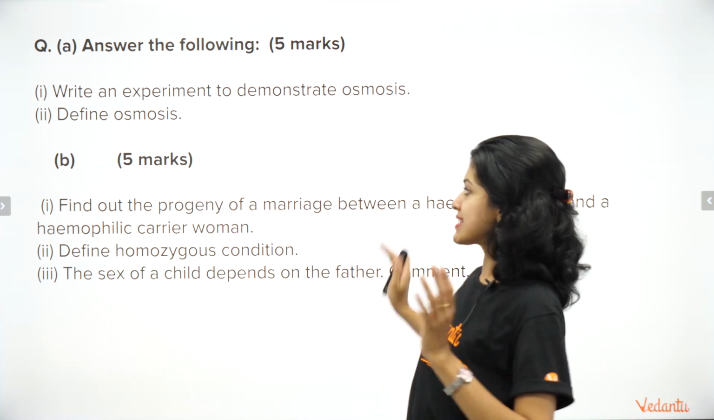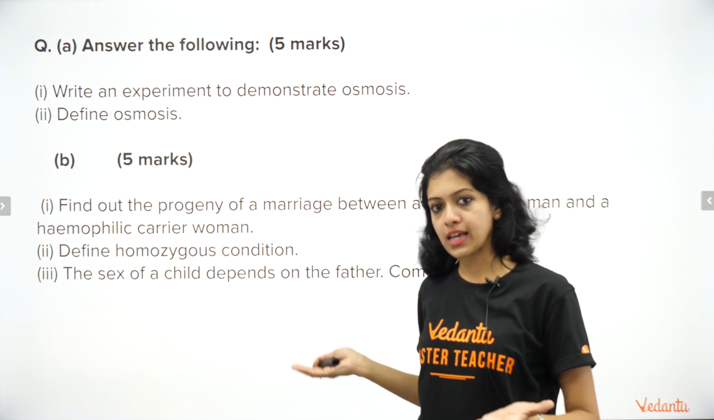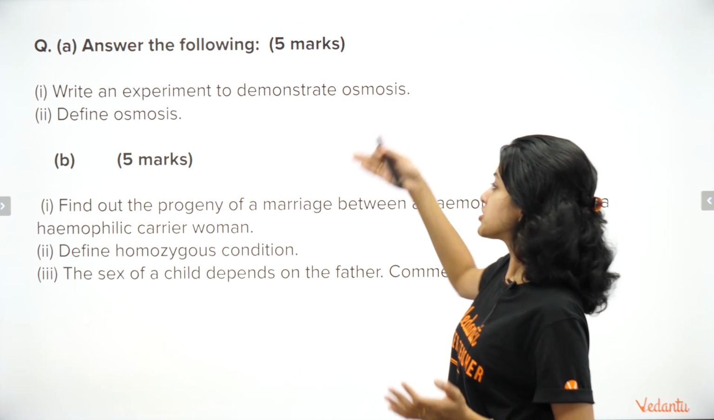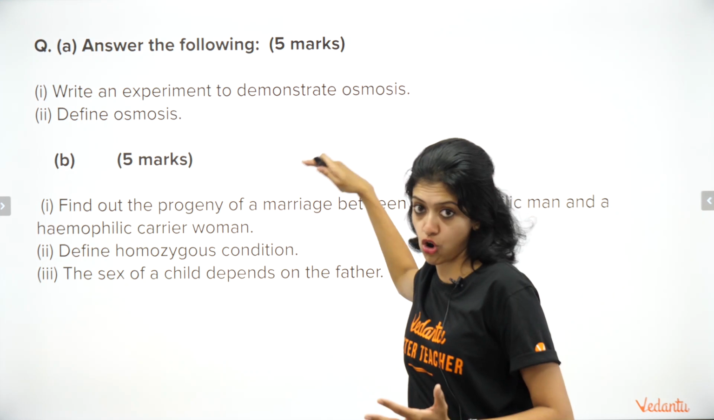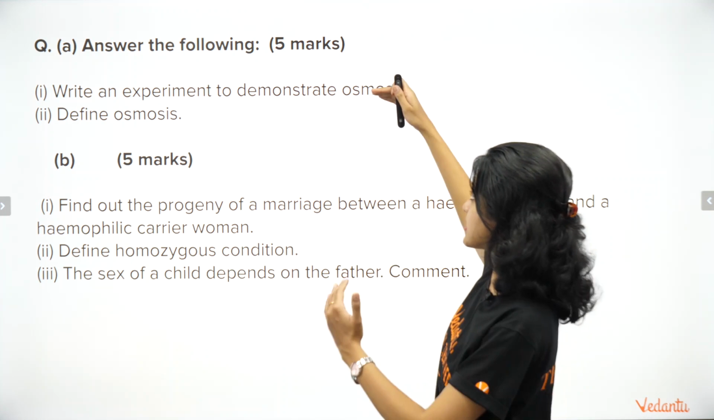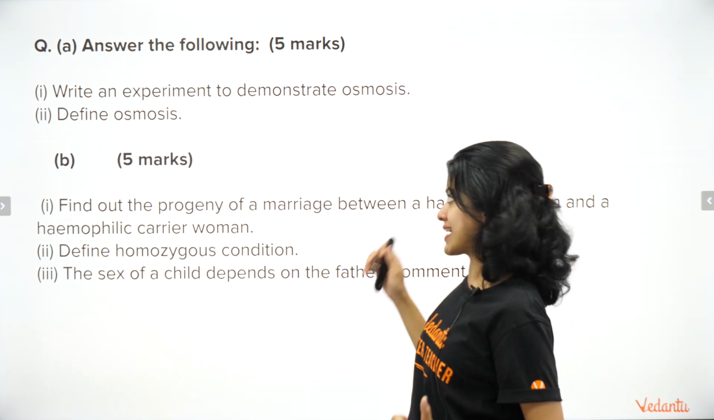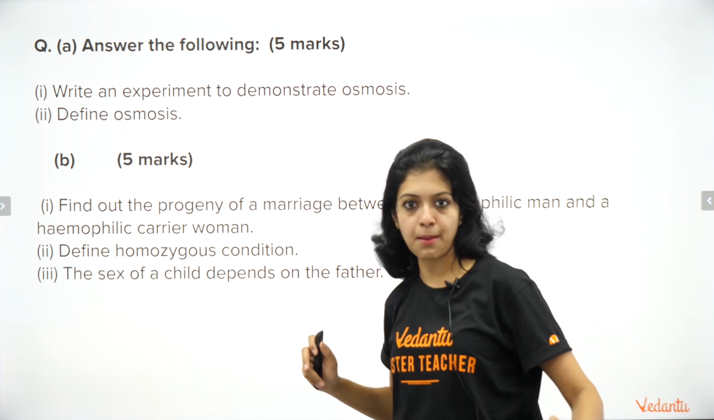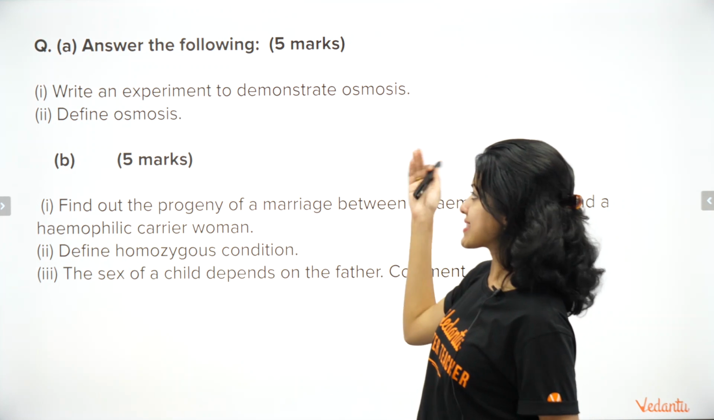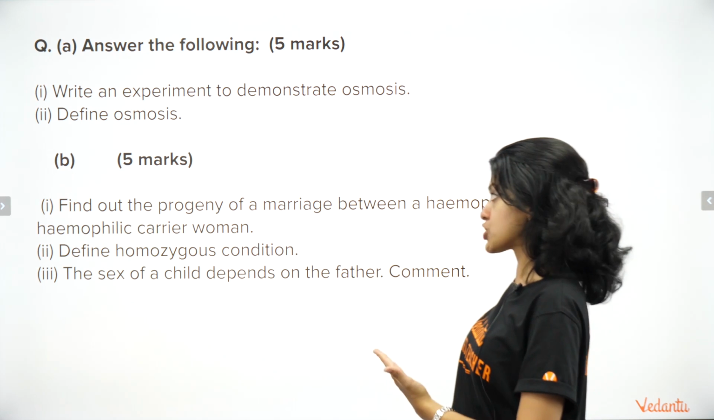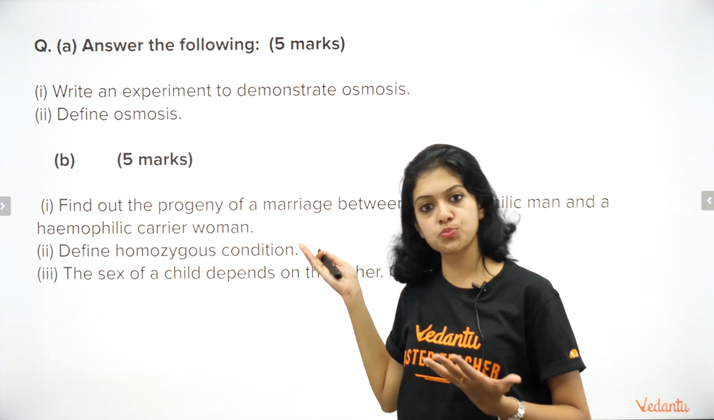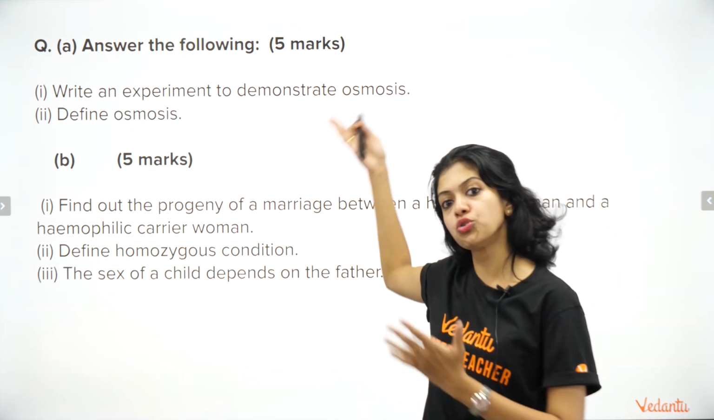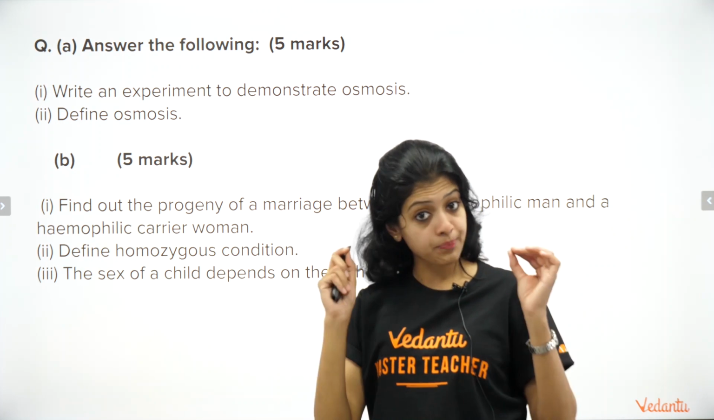Okay, so here this is a 10 marks question that can come in your section 2, which is divided into 2 parts of 5 marks each, and the first 5 marks part itself has 2 sub parts to it. Right? It says write an experiment to demonstrate osmosis and define osmosis. Both together will fetch you 5 marks if answered correctly.